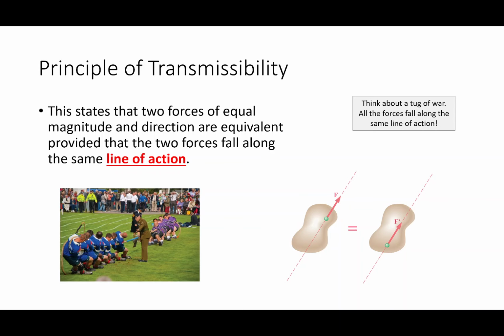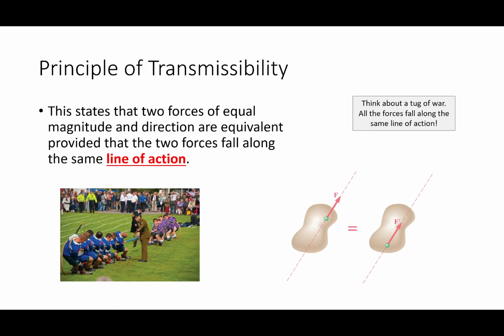It's all on the same line of action, right? They're still doing the same thing, right? Whether person number 3 is here or person number 3 is here, they're still pulling the same force along the rope, right? Does that make sense? Okay. The principle of transmissibility states the following.